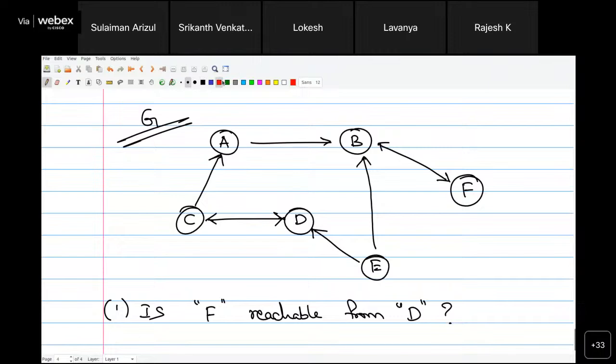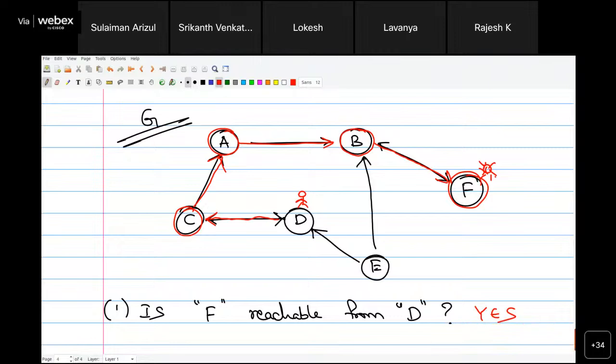So now you are at D. You have to go to F here. This is the final point. From D, I cannot go to E, but from D, I can go to C via this edge. And from C, I can go to A. And from A, I can go to B. And from B, yes, there is an edge going to F. And I can reach my destination point F. So the answer will be yes.